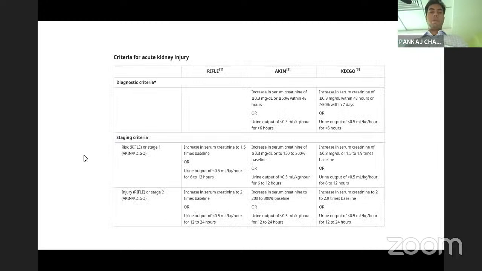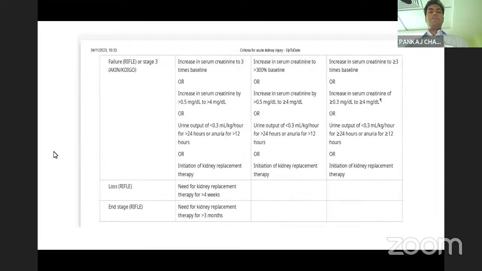Criteria for acute kidney injury. RIFLE criteria, which includes risk, stage 1: increase in serum creatinine to 1.5 times baseline or urine output of less than 0.5 ml per kg per hour for 6 to 12 hours. And injury, which is stage 2: increase in serum creatinine to 2 times baseline and urine output of less than 0.5 ml per kg per hour for 12 to 24 hours.